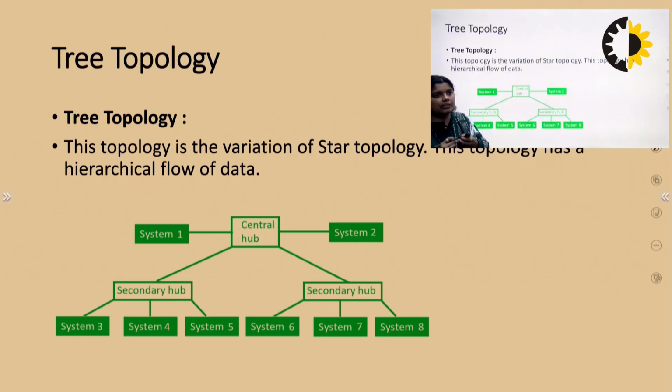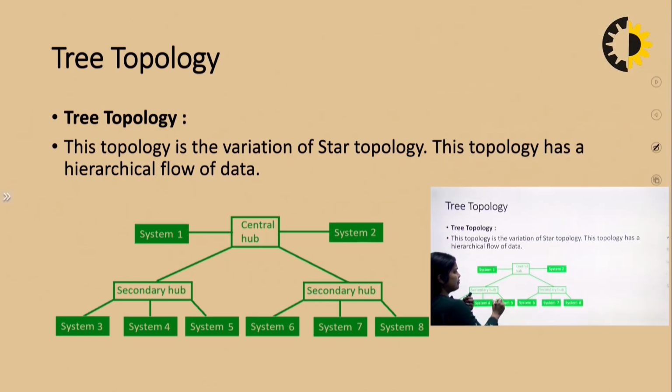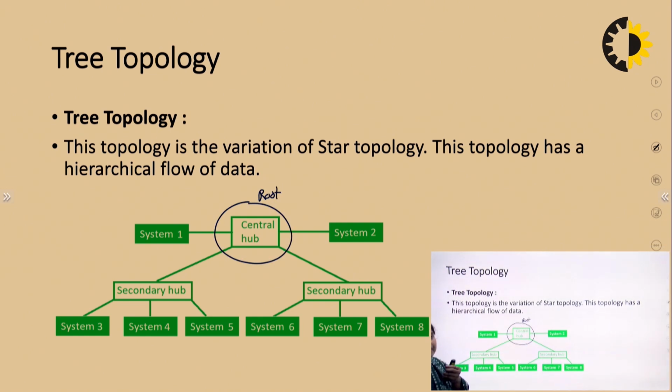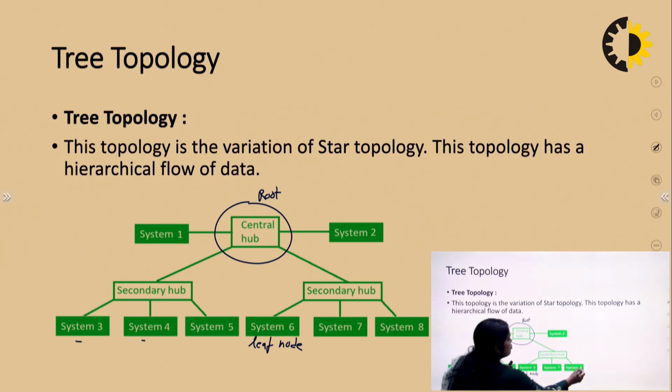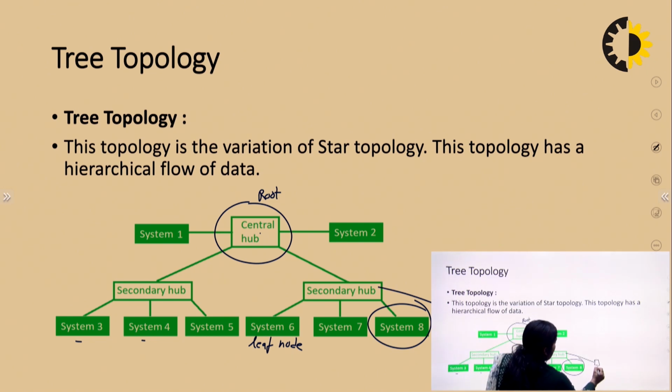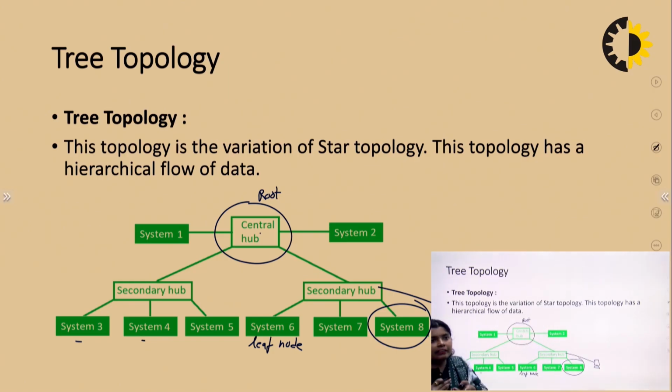Now the tree topology. There is a central hub connected, and this is called the root, and other hubs are like the secondary or child, and these systems are like the leaf nodes. They are connected like this. If one system fails, there is no effect on the network. But if the root fails, the overall network will fail. If I need to add a new system, I need only one wire. That is the tree topology.